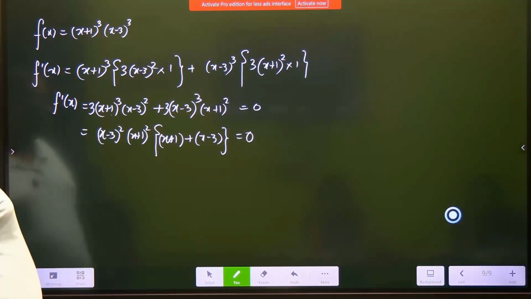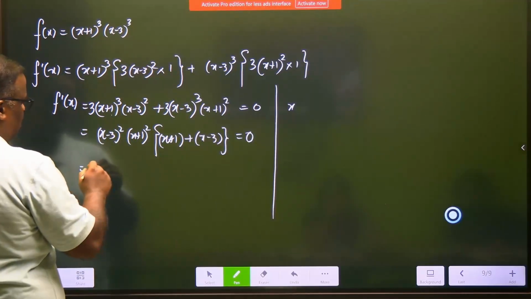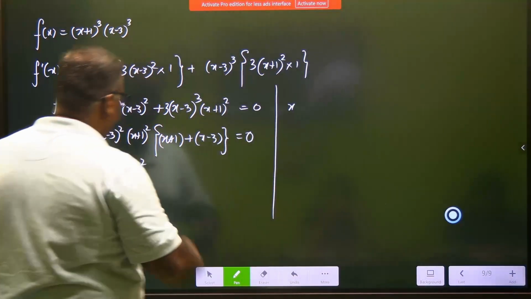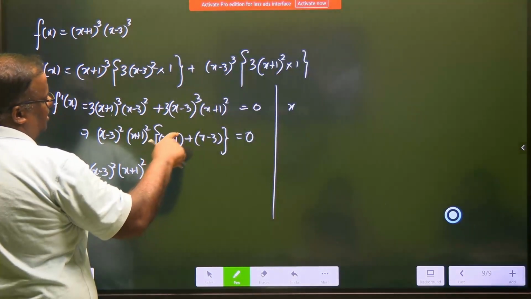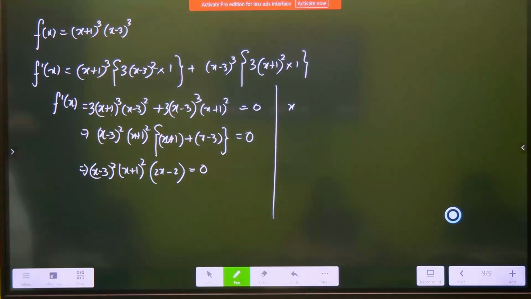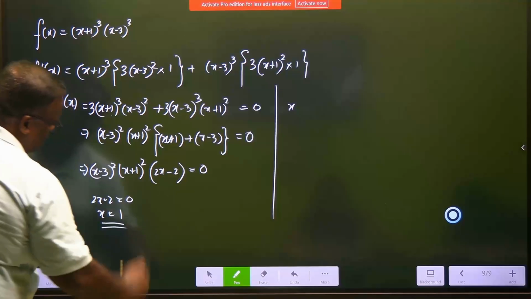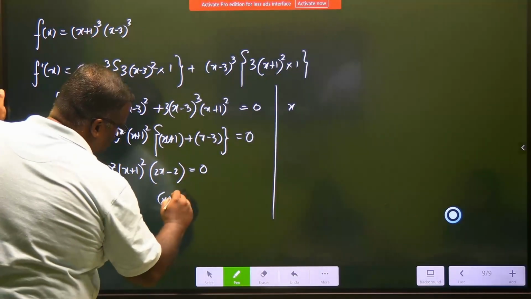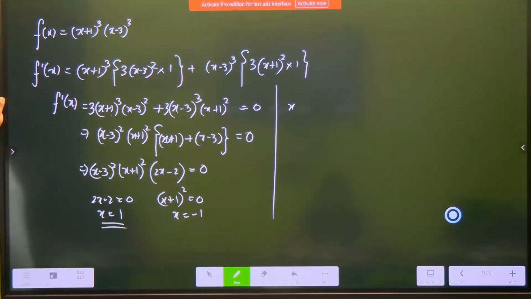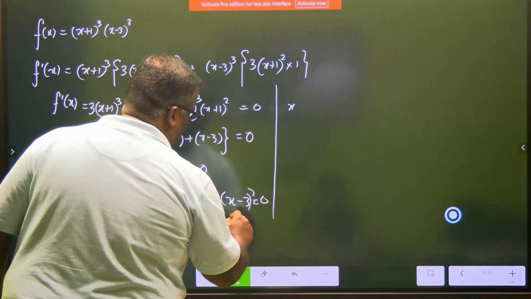Now, how do we solve it? Let's make it easier. So this is (x-3) whole square, (x+1) whole square, and what is this? This will become 2x minus 2 equal to 0, right? So all three can be equated to 0. 2x minus 2 equal to 0 means x is equal to 1. (x+1) square equal to 0 means x is equal to minus 1. And (x-3) square equal to 0 means x is equal to 3.